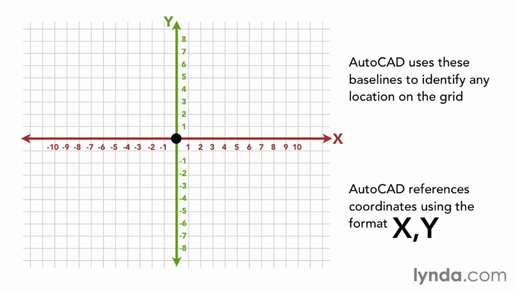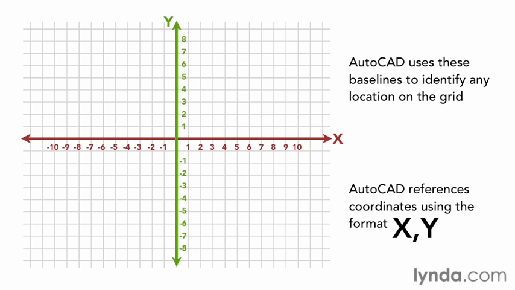The first coordinate we're going to talk about is the location where the x and y axis intersect. This point has a coordinate value of 0, 0. This location is also considered the origin. All other coordinates are measured from this point. For instance, if I pick a point over here, this location would have a coordinate value of 6, 2. It's 6 units in the x direction and 2 units in the y direction.